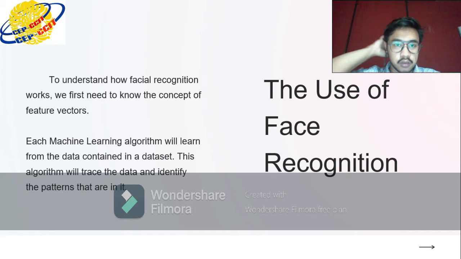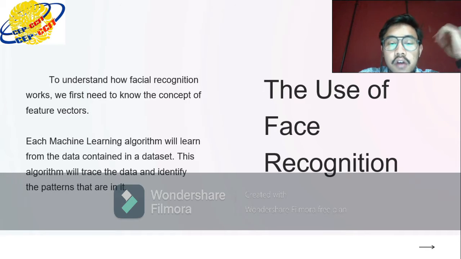So let's get started. The use of face recognition. To understand how facial recognition works, we first need to know the concept of feature vectors. Each machine learning algorithm will learn from the data contained in the dataset. This algorithm will trace the data and identify the patterns that are in it.